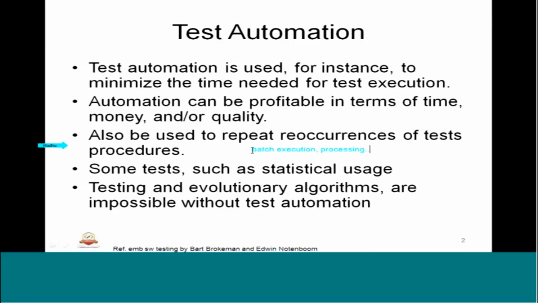And some tests such as statistical usage also can be done with the help of test automation. Testing of evolutionary algorithms is impossible without test automation. That means there are certain things which are of a repetitive nature or algorithms which keep changing. We have a set of data and there are fixes and we may have to do regression. So we cannot afford to have manual effort again and again spent on that. In that way, it is very useful to have test automation.